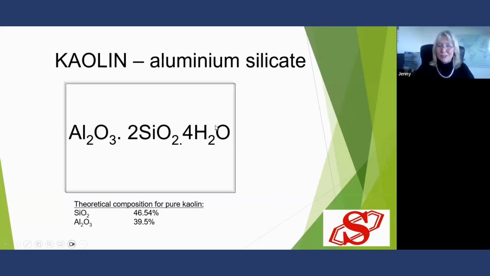But water, you heat it and it will evaporate. So the volatile component of the kaolin structure is the waters of crystallization. So they are what will be volatilized when you heat it up. So there will be a loss on ignition. The mass of the water will be the difference.